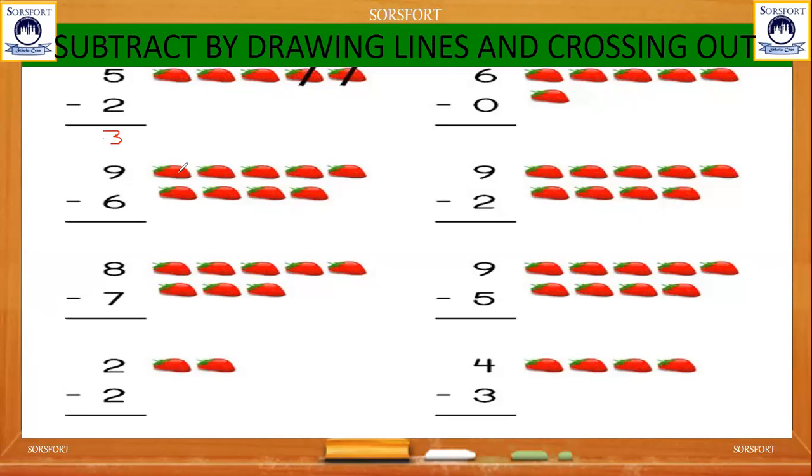Here 9 strawberries are there. We have to cross out minus 6. Here minus means we have to subtract. How many do we have to cross out? Cross the line 6. 1, 2, 3, 4, 5, 6. Now how many are there? 1, 2, 3.